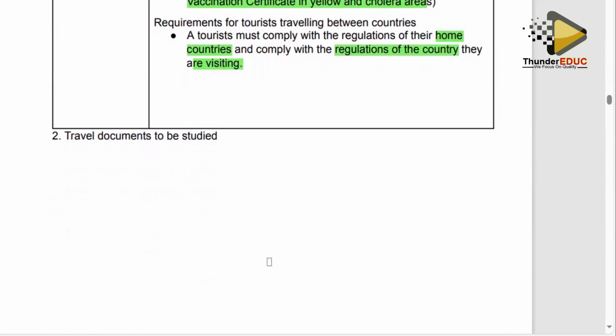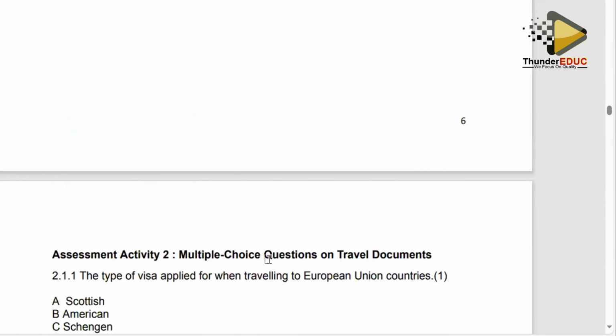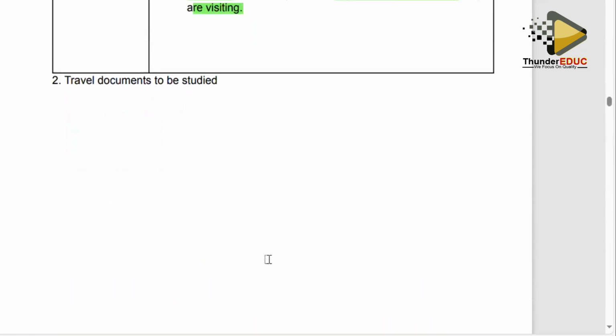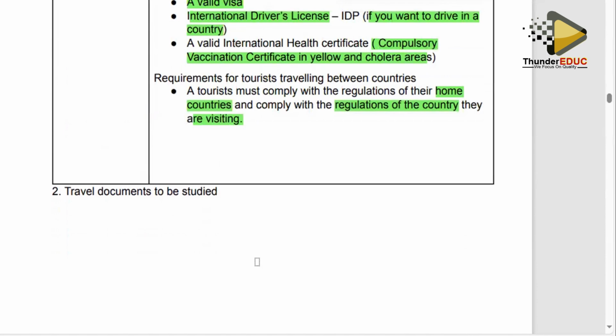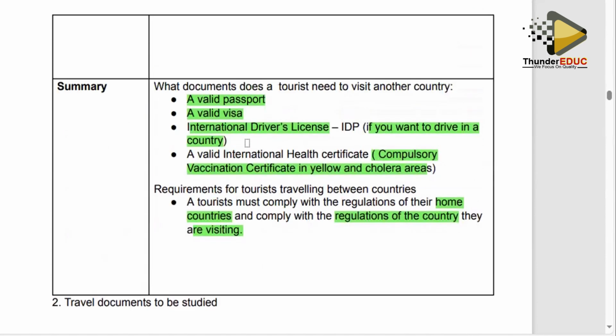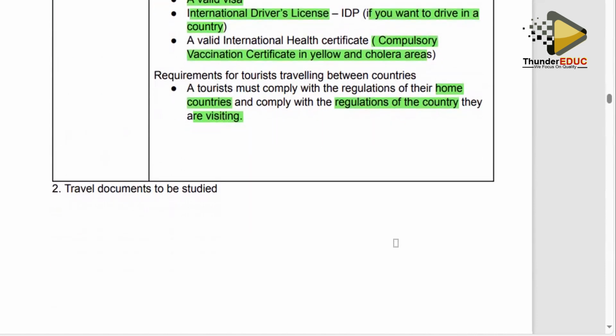Then travel documents to be studied. Those we have included them there. Valid passport, valid visa, international driver's license, then a health certificate, then also comply with local regulations and also comply with the regulations of the country which you are supposed to visit.